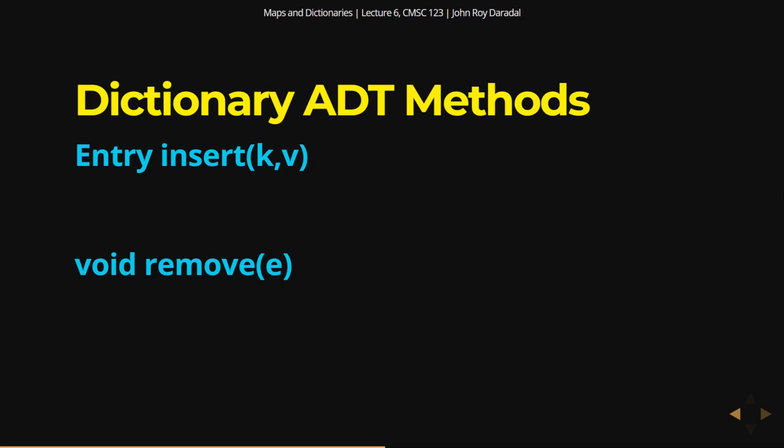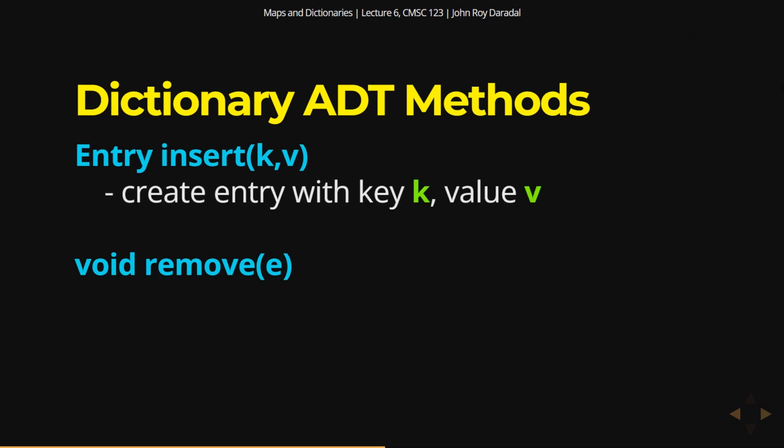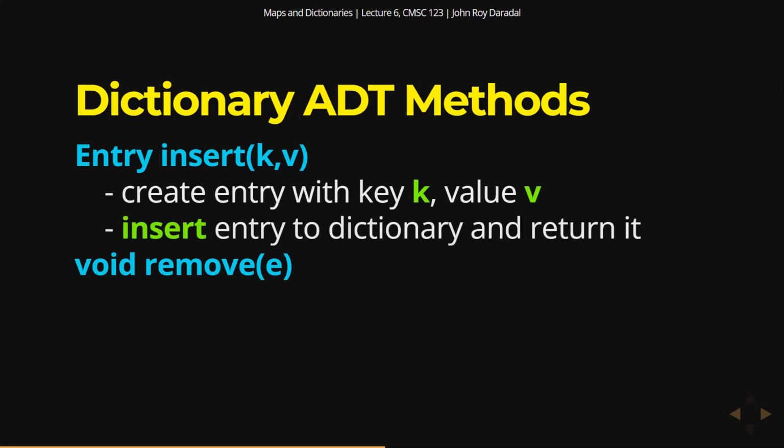So first, you have insert. Okay, so when you want to add a new entry, you pass in two things, insert k, v. So you create an entry with the key k and the value v, and you insert the entry to the dictionary and return it. Okay, so you return the entry that you just added. Okay, so take note that we're not checking if the key already exists, because this is not a map. Okay, so even if the key already exists, it's fine, just add it as a new entry to the dictionary. Okay, so it's pretty forgiving.